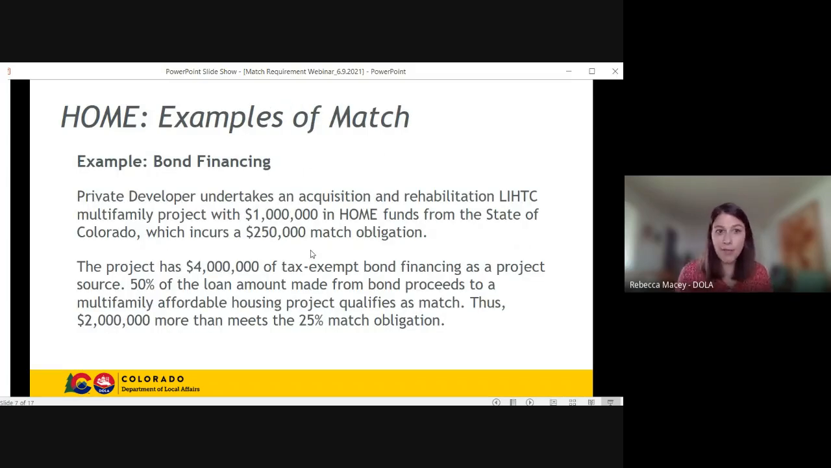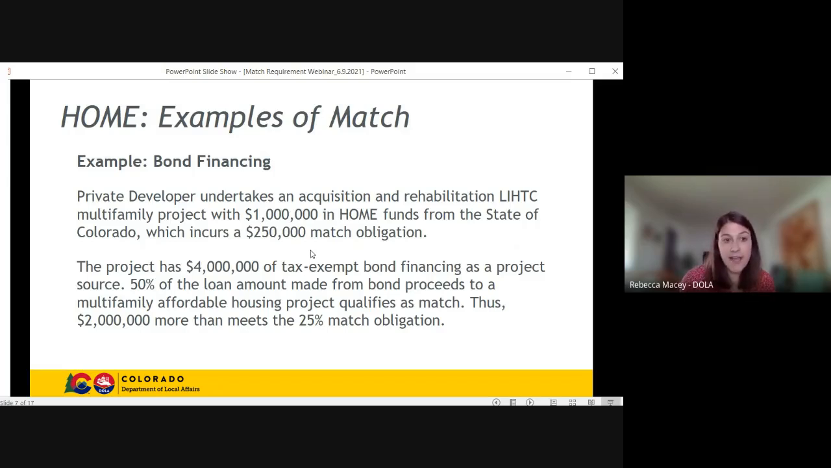We're going to go into a couple examples, and these are based on examples we've seen around the state as well. Hopefully that gives you a little more understanding of it. So if you're a private developer and you undertake an acquisition rehab tax credit multifamily project, and let's say you go through the application process and receive $1 million in HOME funds from the state of Colorado, you incur a $250,000 match obligation. That's that 25%.